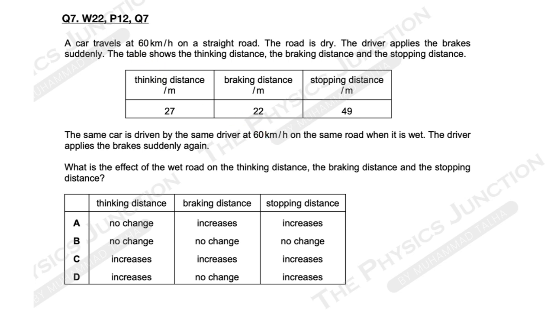If speed is the same and nothing else is changing, then we know that the road conditions would not have any effect on the thinking distance. So no change. Braking distance would increase, and since stopping distance is thinking distance plus braking distance, this would also increase.